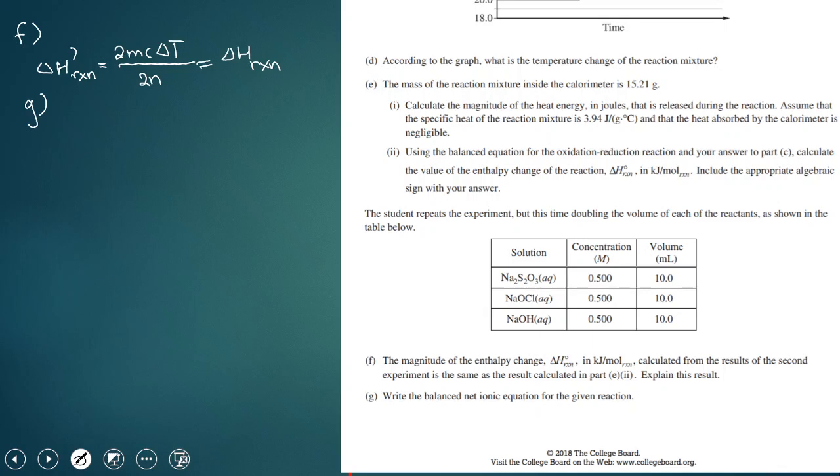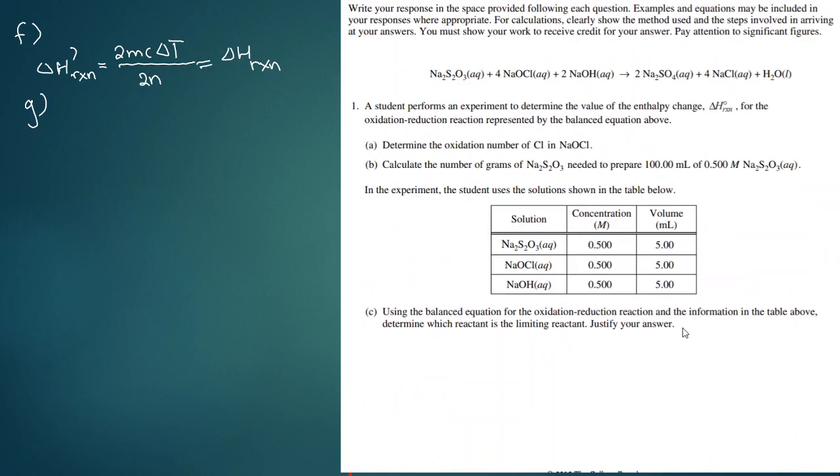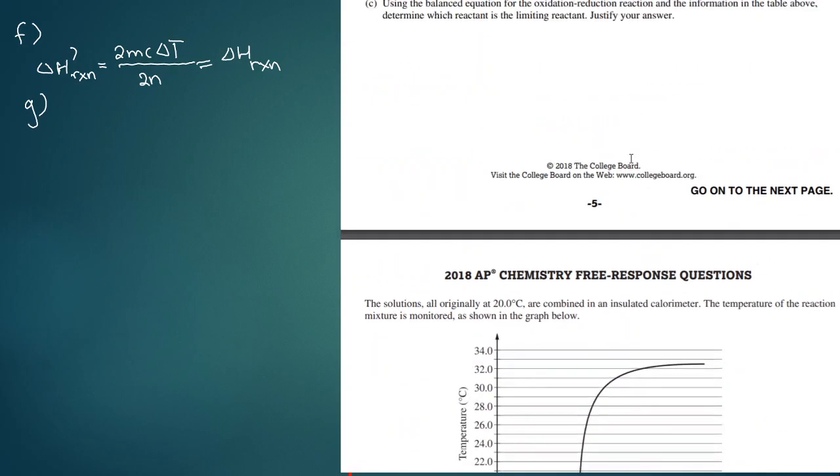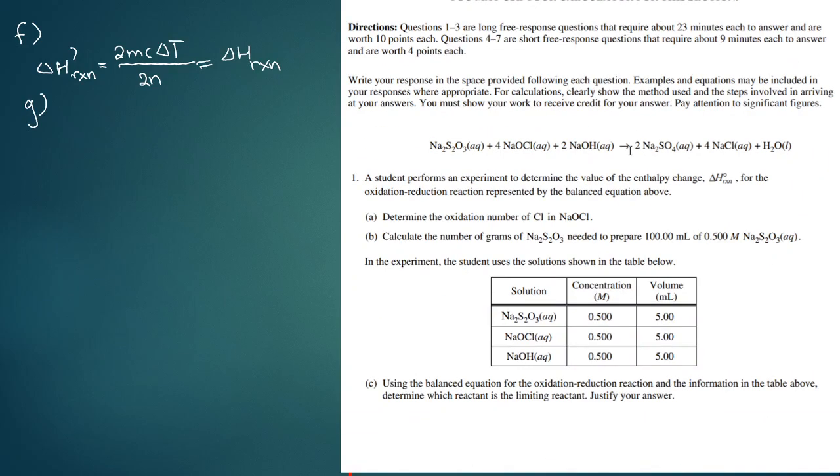Part G. Now part G is a fairly simple question, short and sweet. It says write the balanced net ionic equation for the given reaction. Okay. So I'll scroll back up to the reaction, and so what we see is that we want to find our net ionic reaction, it said. Sorry, I forgot the question. Yeah, the balanced net ionic equation. Okay.